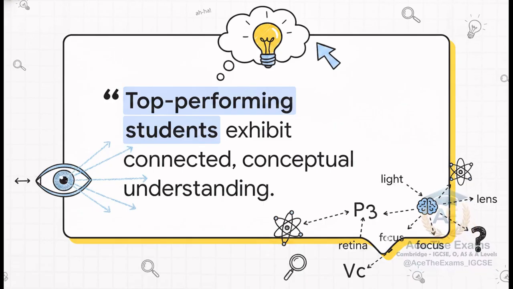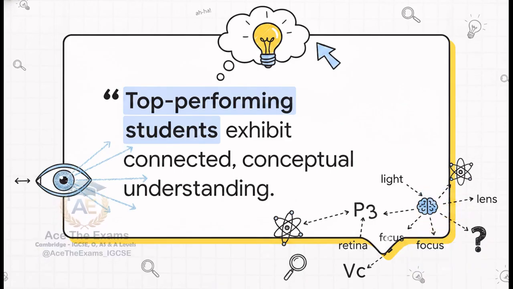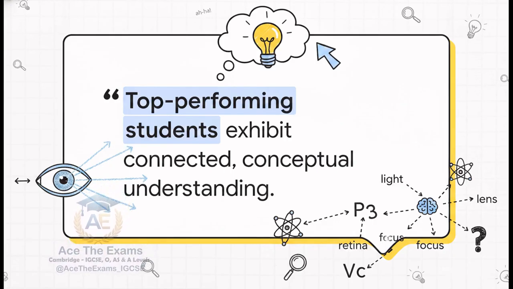You need to explain that short-sightedness occurs because the eye lens converges light rays too strongly, focusing the image in front of the retina. Therefore, a diverging lens is explicitly required to spread the parallel beam slightly before it even enters the eye, which allows the eye's natural lens to finally focus the image perfectly on the retina. That is what we call connected understanding.